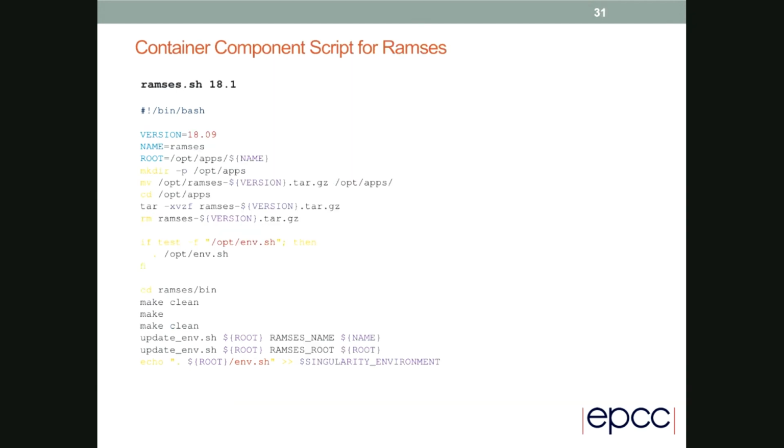I'll just show you what the script for Ramses looks like. And again, that just grabs the archive file for the Ramses source code, unpacks it, and does a straightforward build within the container.